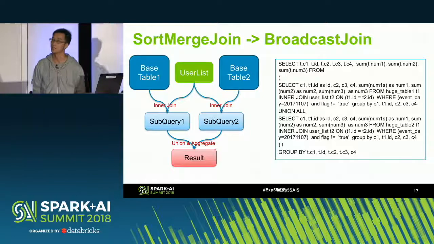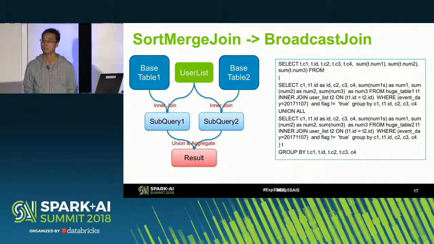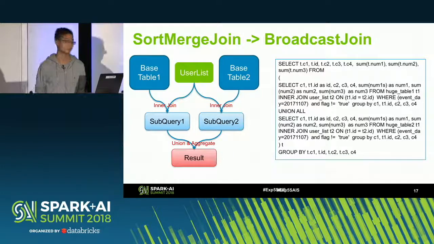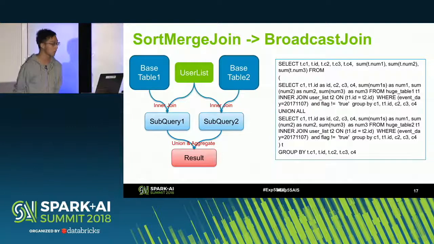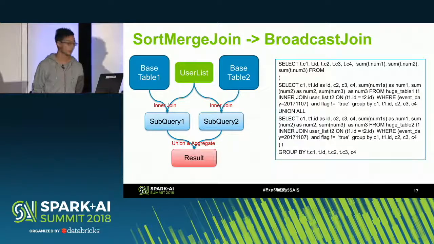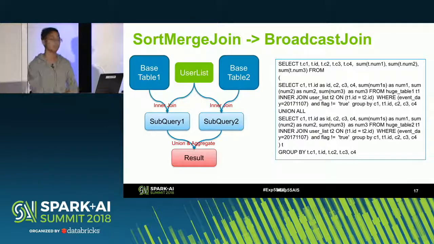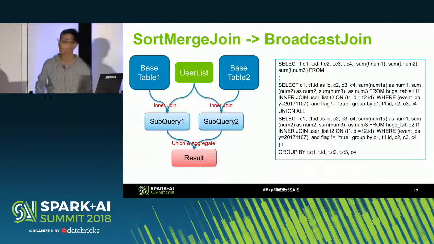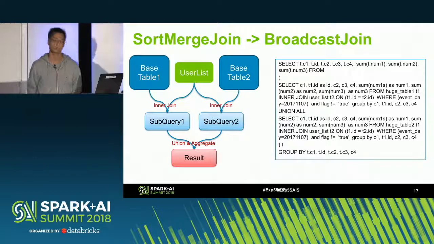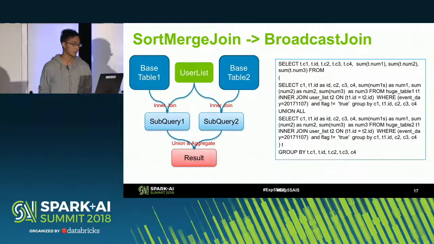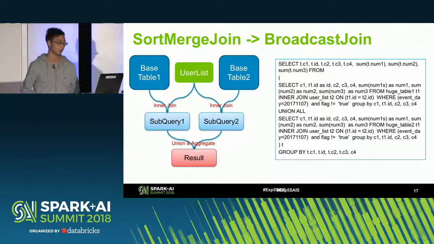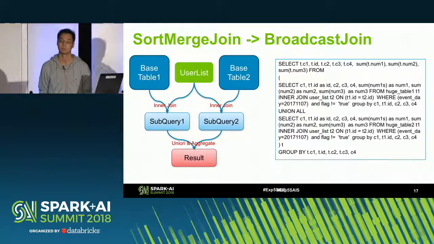Actually, the user list is generated from a website console, where our users click some buttons and get the user list from their own logic. Now I want to get some aggregation results from both of the base tables. So I write the SQL here, and its logic is simple: I inner join with each big table, finally union them, and get the final aggregation results.